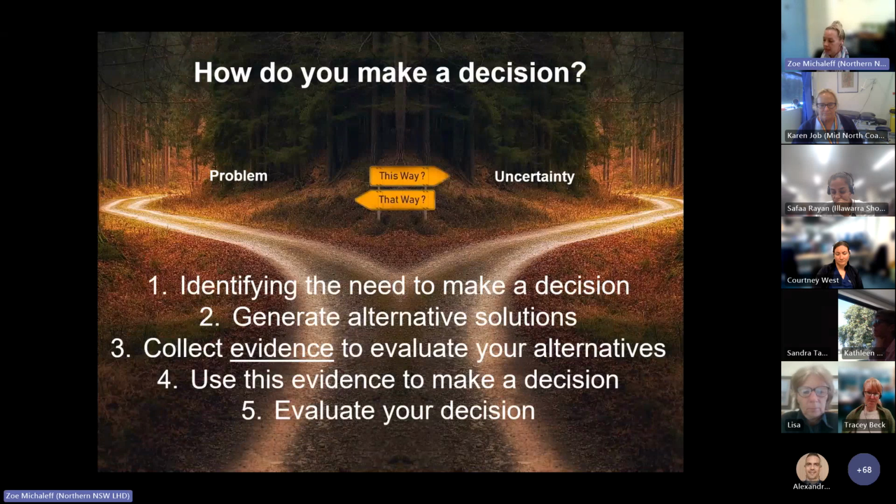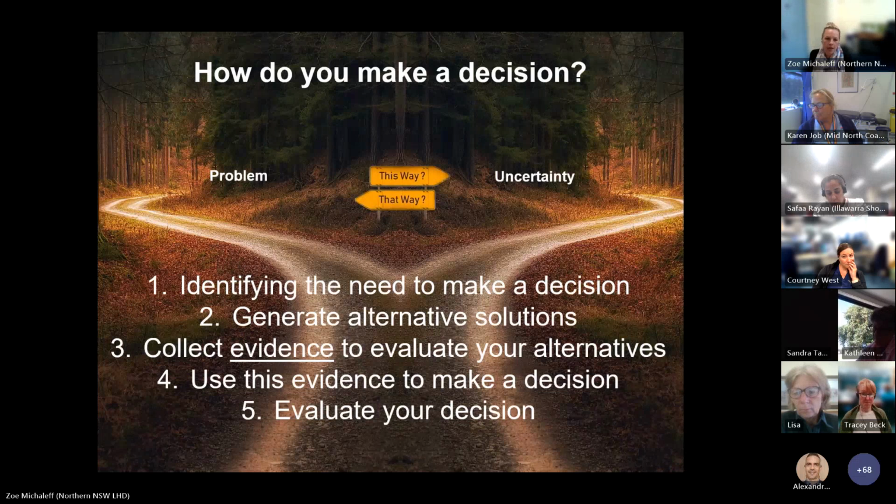First, you identify the need to make a decision. You then generate alternative solutions. You then collect evidence to evaluate each of those alternatives you identified. And when we're talking about evidence, we're really just talking about you're collecting information. And no doubt, when faced with a problem or uncertainty, you're going to collect information from various sources. And then you combine that information and then you use that to make a decision.